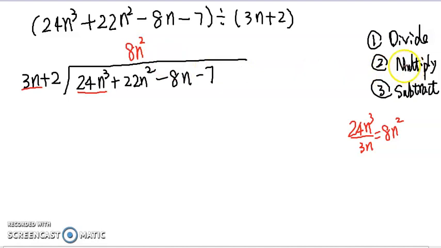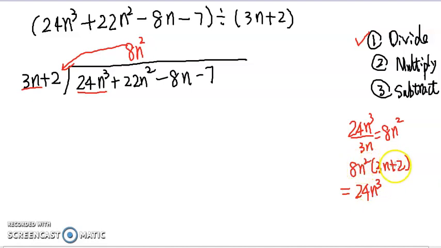Next, second step. So we did divide, and the second step is to do multiplication. So we multiply what we just got, the quotient, with both of them. So we're going to do 8n squared times 3n plus 2. Again, if you can do it in your head without writing these down on your paper, it's fine. So 8 times 3 is 24. N squared times n is n cubed. And then 8 times 2 is 16n squared.